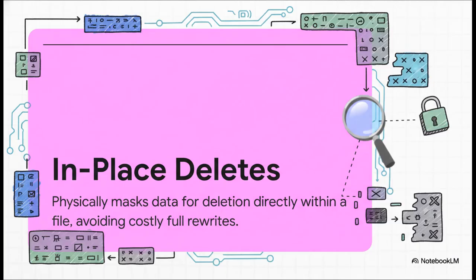All right, remember that massive wastefulness with deleting data? Bullion's fix is just elegant. It's called in-place deletes. So instead of rewriting the whole book, Bullion performs a little bit of surgery. It finds the exact spot where the data to be deleted lives and just masks it. Puts a digital flag on it that says, "Ignore me." The rest of the file is completely untouched.